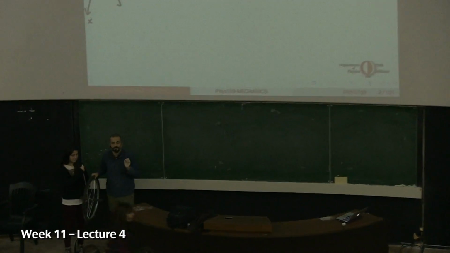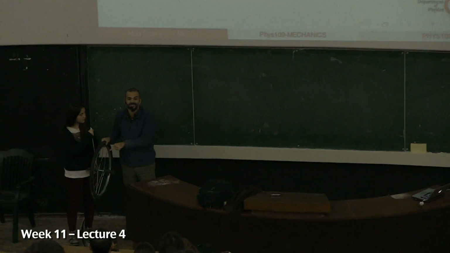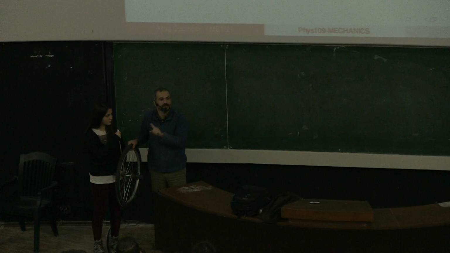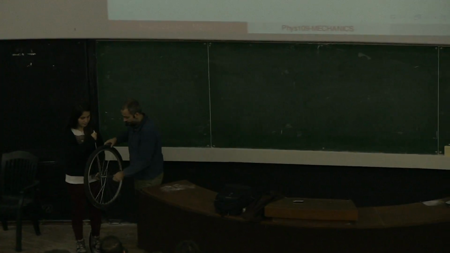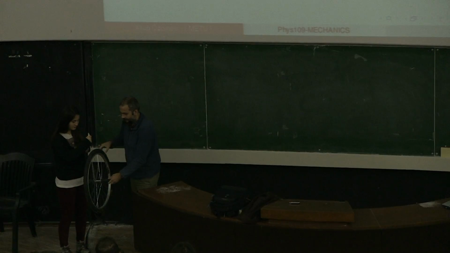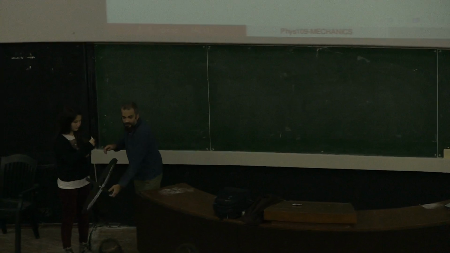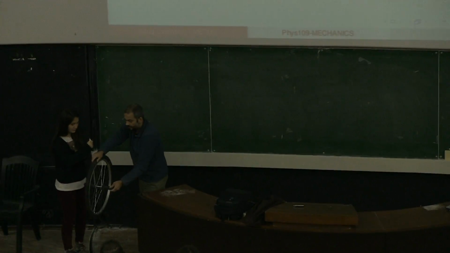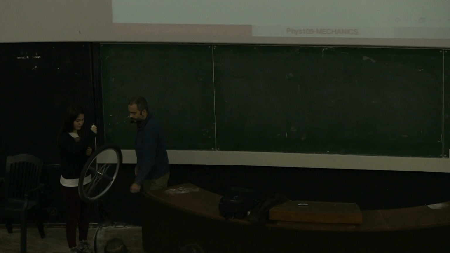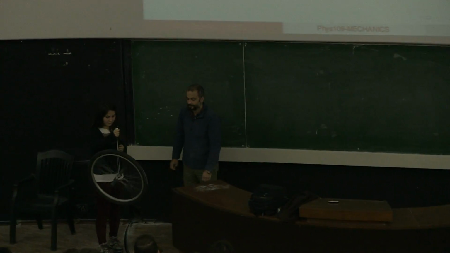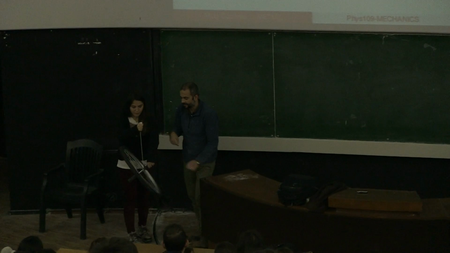Okay, so we already know enough to understand why this thing happens. Just to remind you, for those who haven't seen it before, if you just release the wheel, it falls down. But if you start spinning the wheel and release it, it doesn't fall down. It just turns around that vertical axis.